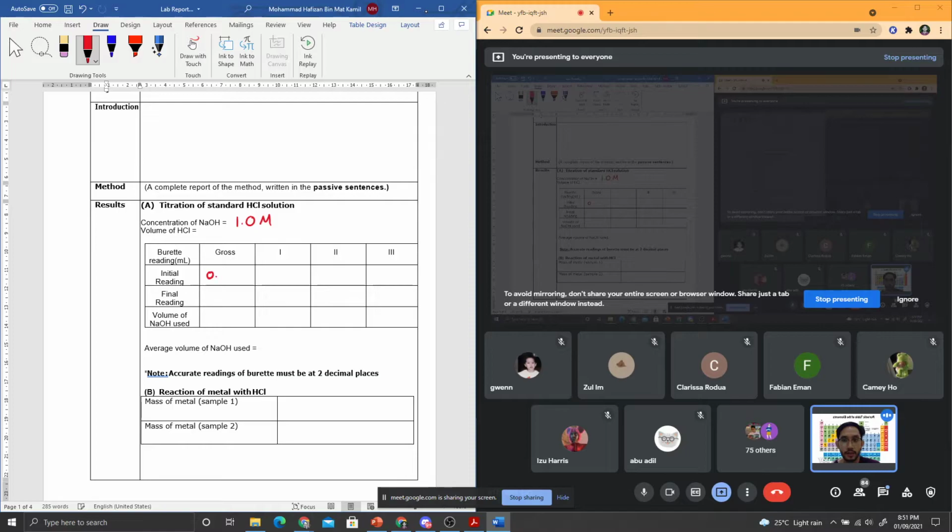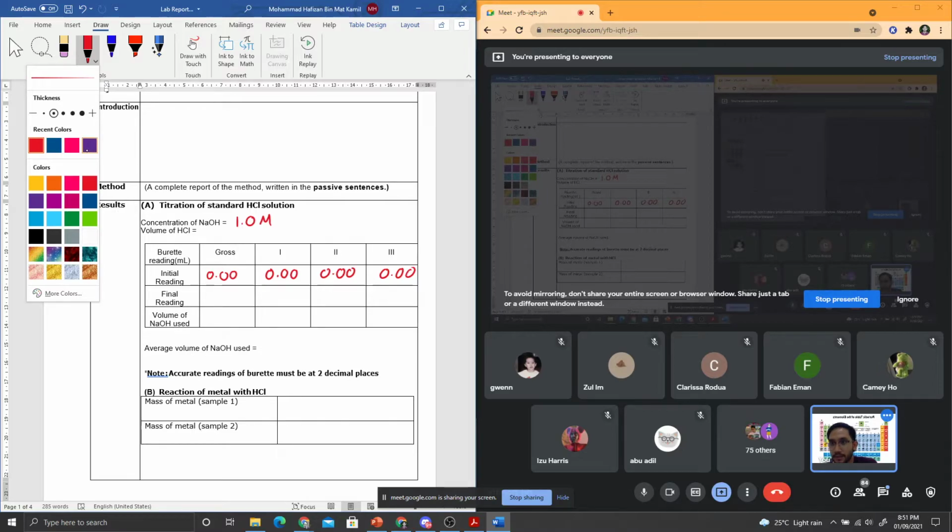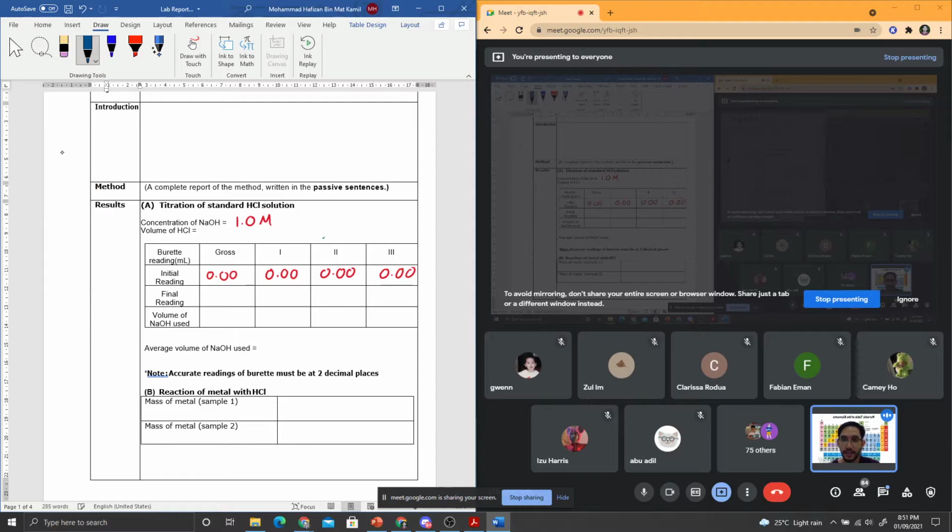Okay, all of the initial readings are 0.00. Why did I use red? It hurts the eyes a bit. Use blue. Okay, so the final reading we use is 25.60 for the first reading, and for the second reading we got 25.45, and luckily on the third reading you also get 25.45.